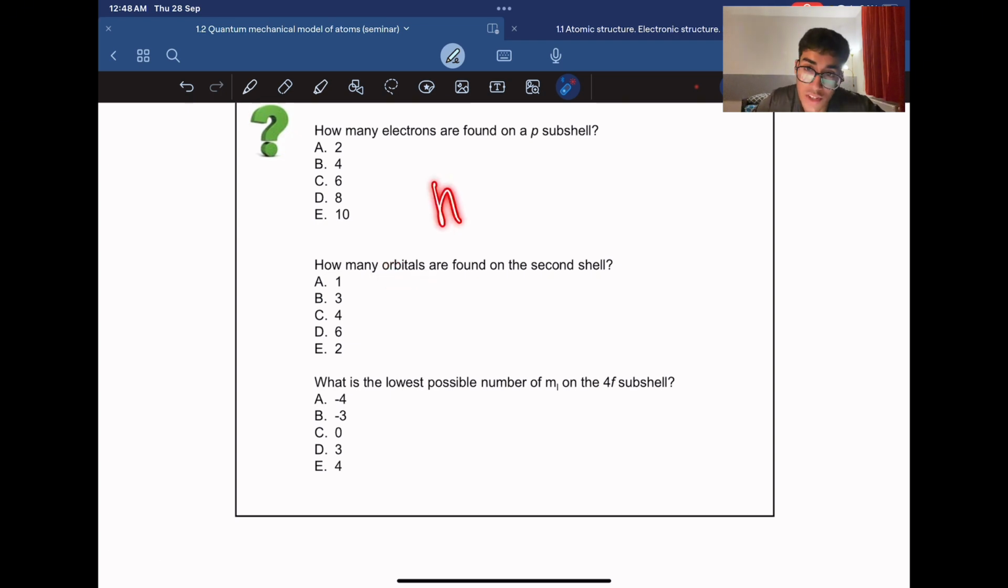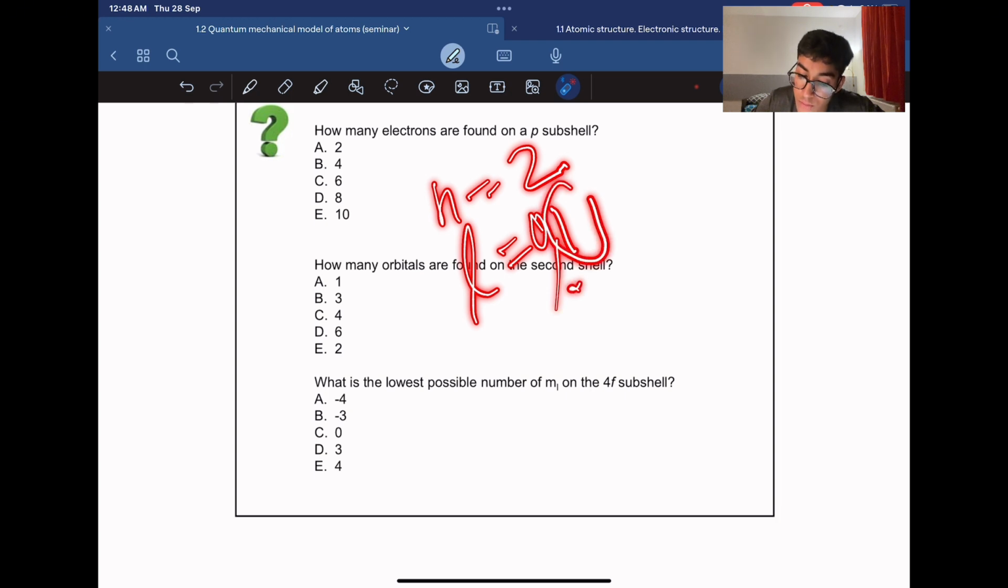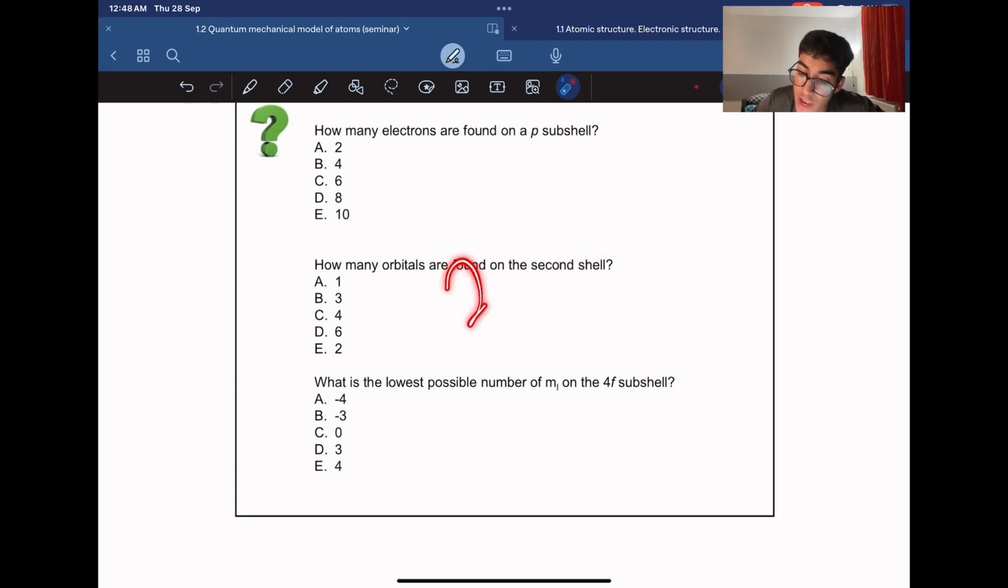How many orbitals are found on the second shell? You see this? Second shell is n is equal to 2. That means L can be 1 or 0. The maximum value of L is 1. So using the formula 2L plus 1, we get 2 plus 1, that is 3.